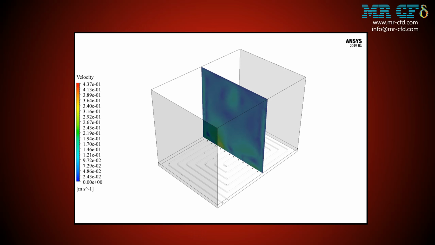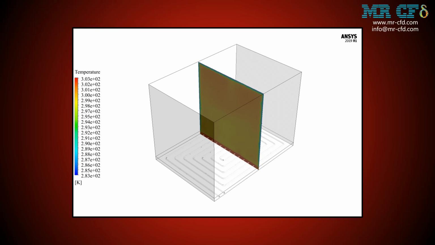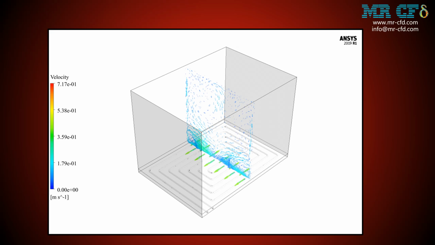In this slide, you can easily see the changes of velocity over the plane which you've created in the previous slides. Now in this slide, you can easily see the changes of temperature and how the spiral tubes have heated the interior of the room. And now in this slide, you can easily see the flow patterns over the middle plane which you've created in the previous slide, showing how the natural convection has occurred inside the interior of the room.